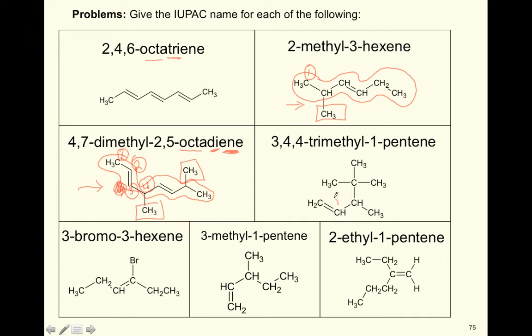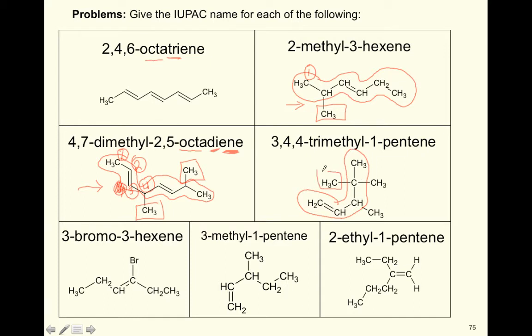On this one, I had to make sure that my longest continuous chain contained the double bond, but it also goes up like this. Did you guys catch this one? I bent this one quite a bit. It's the longest continuous chain which contains the double bond, regardless if it bends and twists.